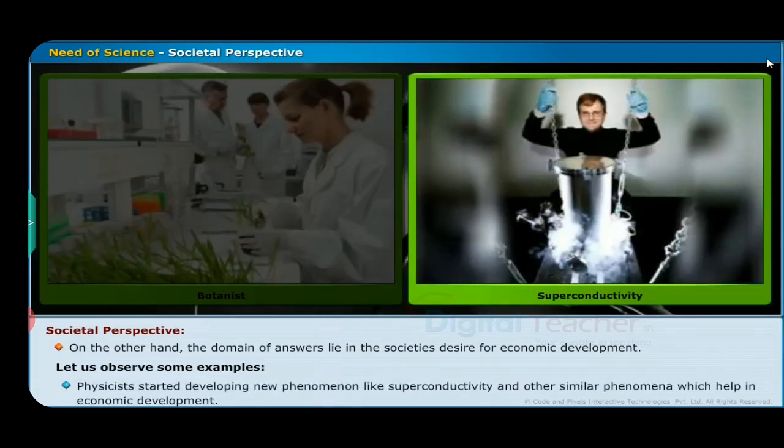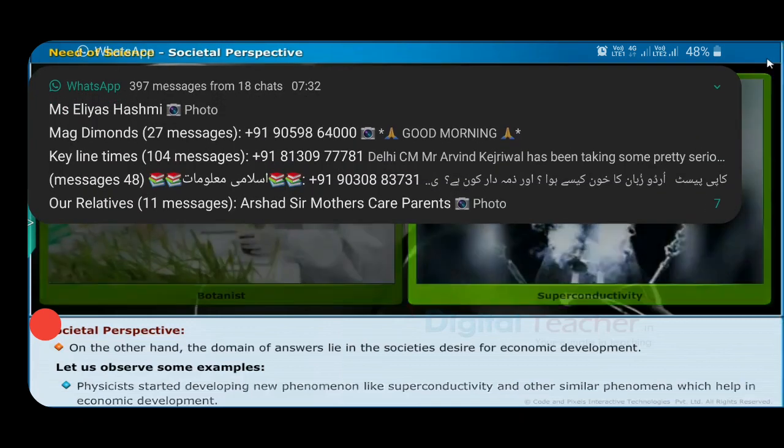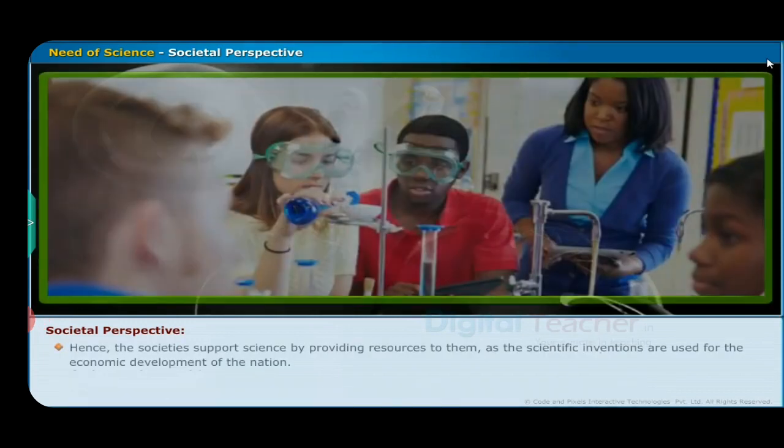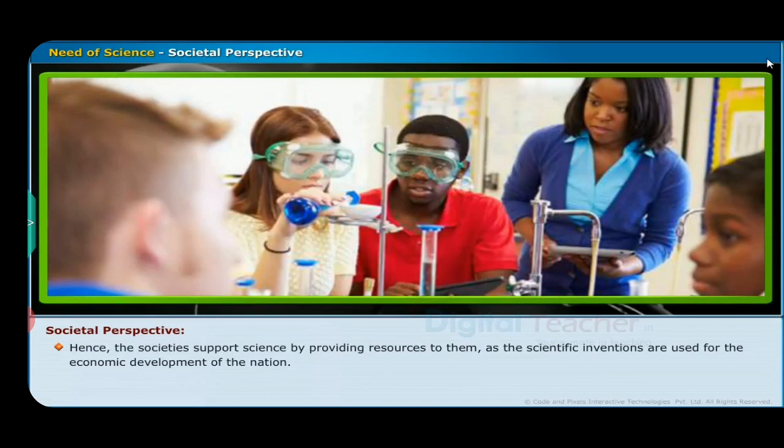Physicists started developing new phenomena like superconductivity and other similar phenomena which help in economic development. Chemists started developing new chemical substances with potential technological applications. Hence, the societies support science by providing resources to them as the scientific inventions are used for the economic development of the nation.